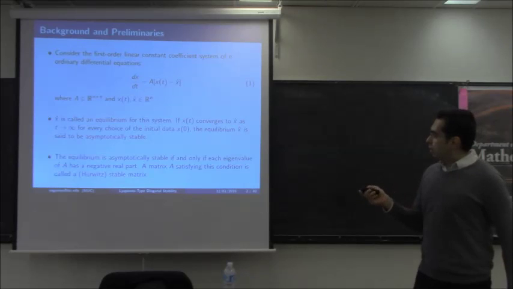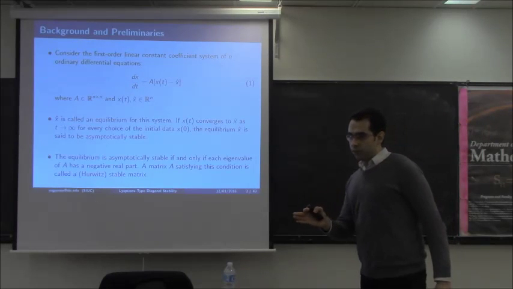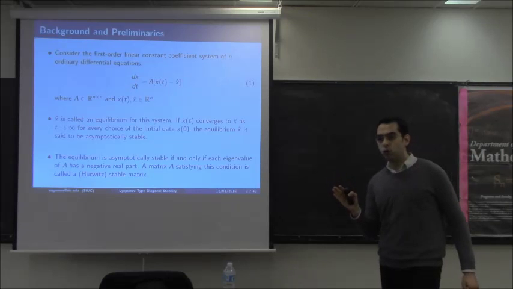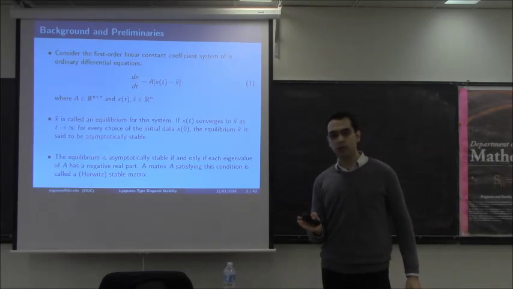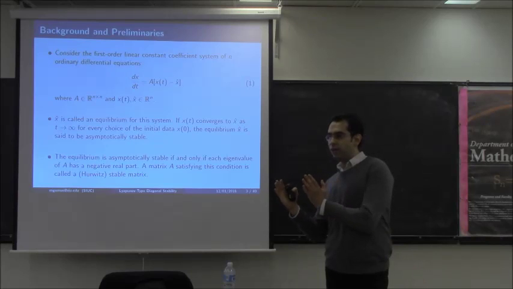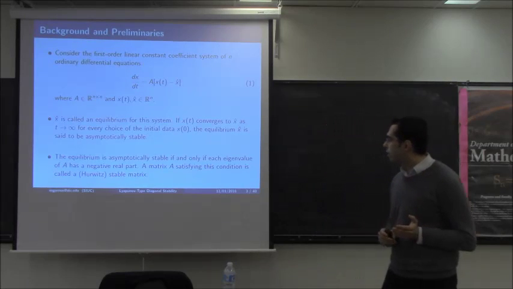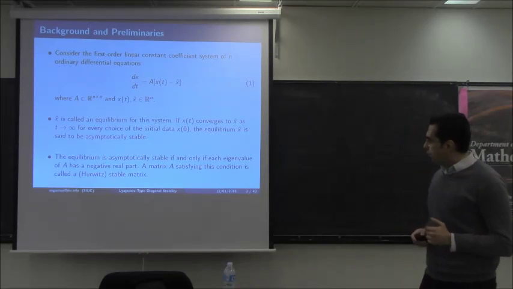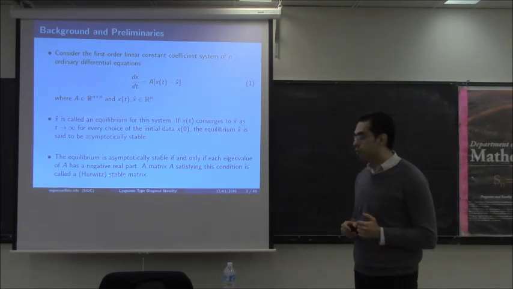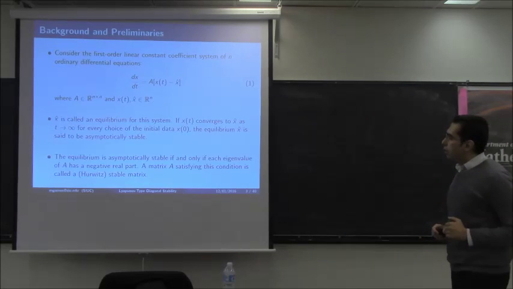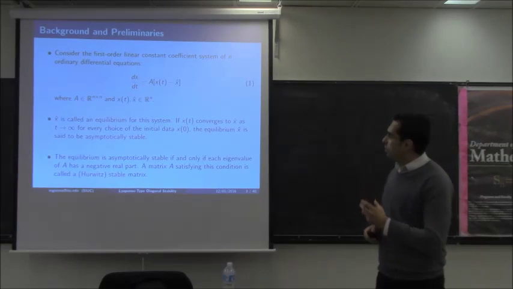Now, the equilibrium is asymptotically stable if and only if each eigenvalue of A has a negative real part, which means the eigenvalues lie in the left open half plane. And a matrix A satisfying this condition is called a Hurwitz stable matrix. So this is the primary motivation to study matrix stability.